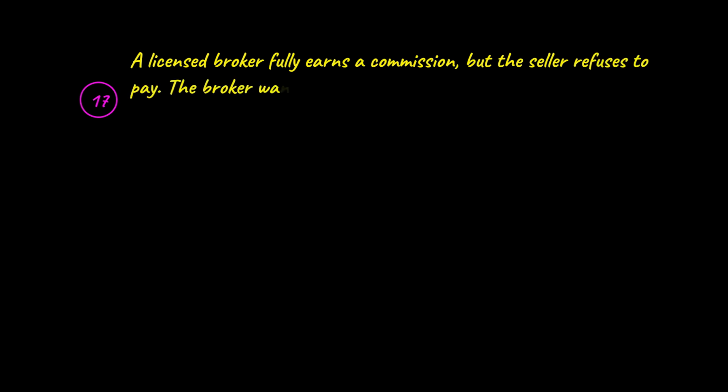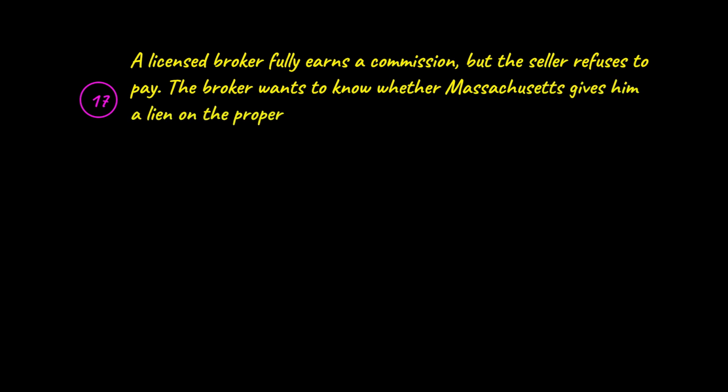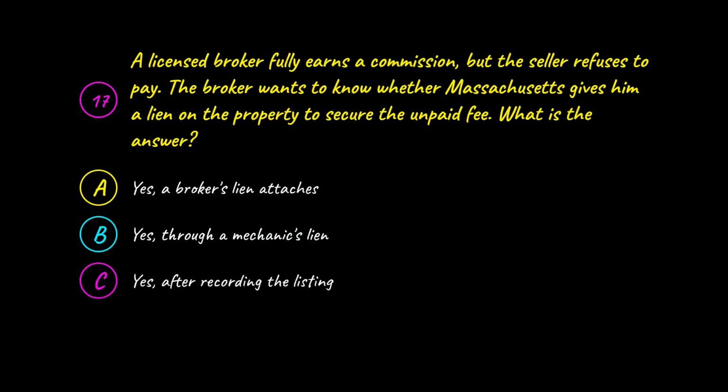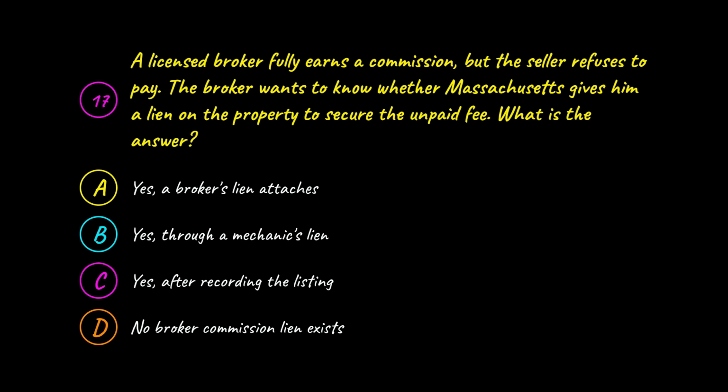Question 17. A licensed broker fully earns a commission, but the seller refuses to pay. The broker wants to know whether Massachusetts gives him a lien on the property to secure the unpaid fee. What is the answer? Your options are A. Yes, a broker's lien attaches. B. Yes, through a mechanic's lien. C. Yes, after recording the listing. D. No broker commission lien exists. Which one is it? Pause the video if you need more time.